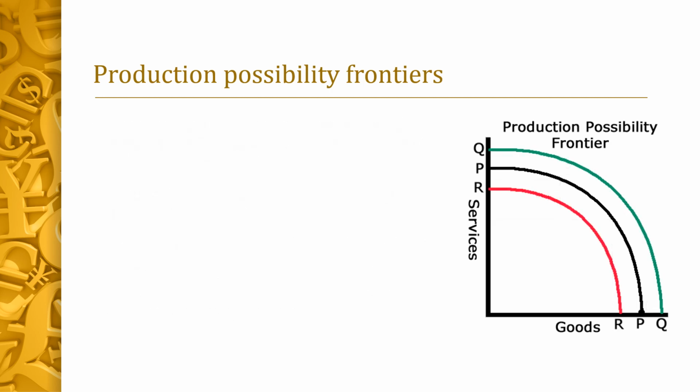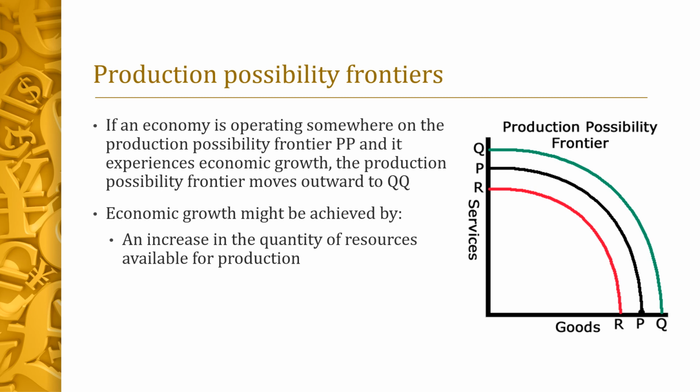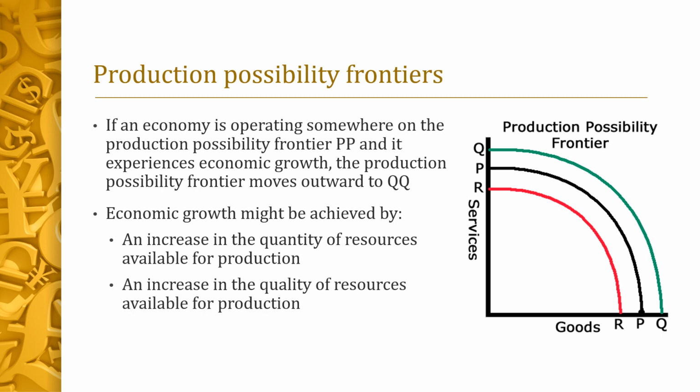If an economy is operating somewhere on the production possibility frontier, PP, and it experiences economic growth, the production possibility frontier moves outwards to QQ. Economic growth might be achieved by an increase in the quantity of resources available for production, or an increase in the quality of resources available for production, such as better trained and skilled workers.